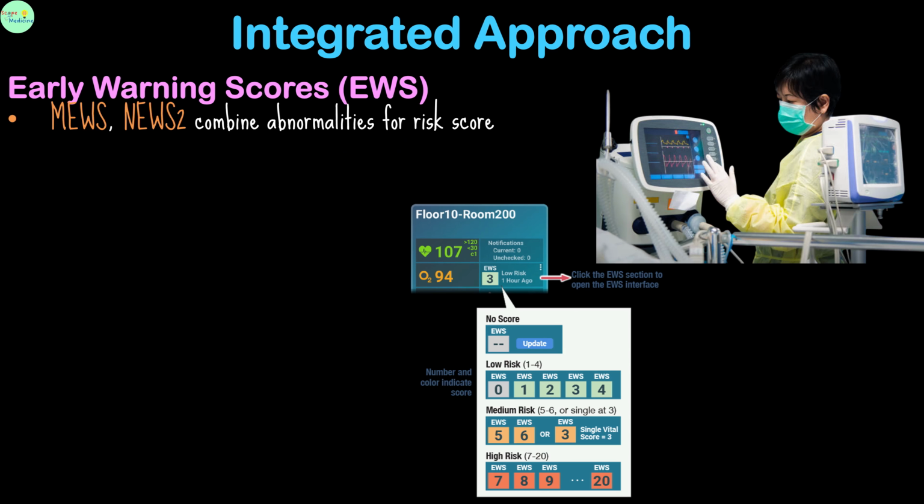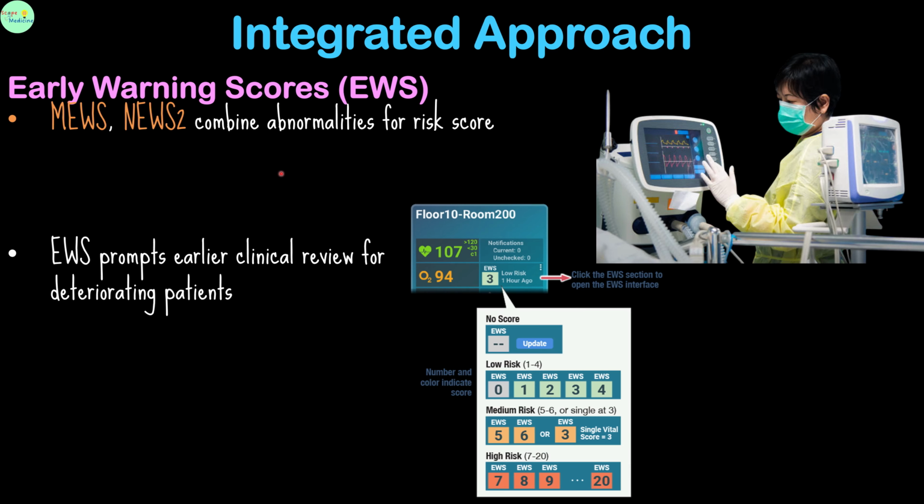To formalize this synthesis, many healthcare systems use early warning scores, such as the Modified Early Warning Score or National Early Warning Score. These systems assign points to deviations in each vital sign, generating a composite risk score that prompts earlier clinical review for deteriorating patients, ensuring timely intervention.